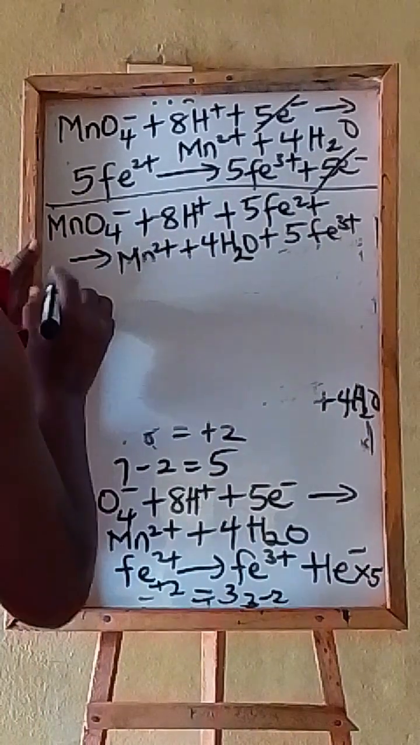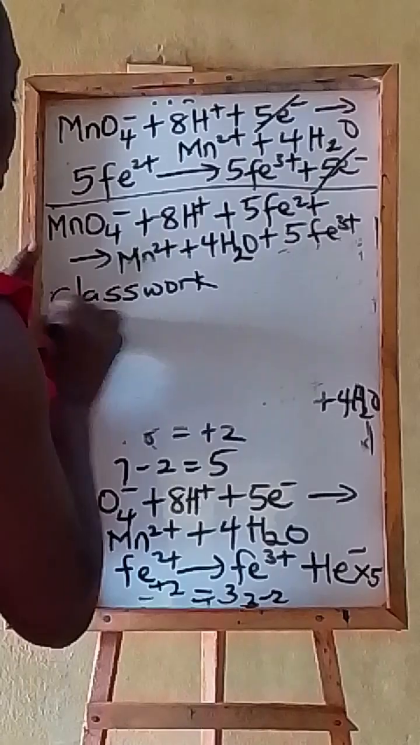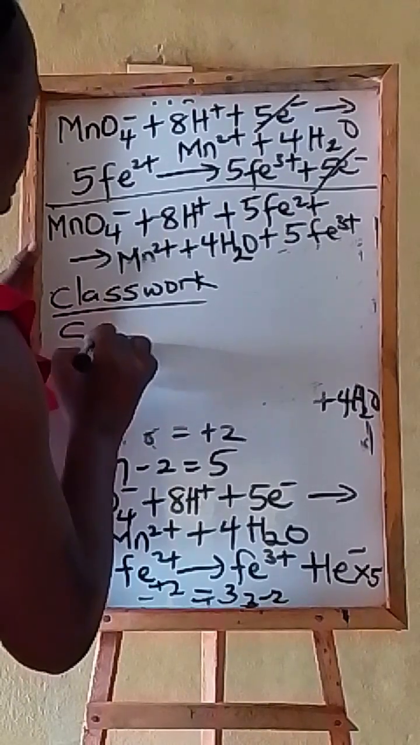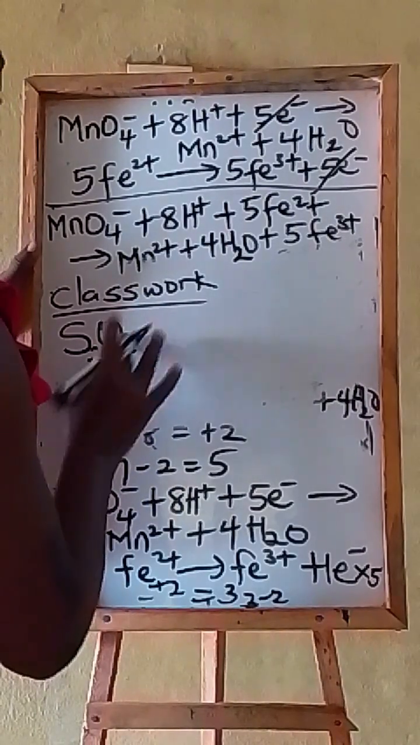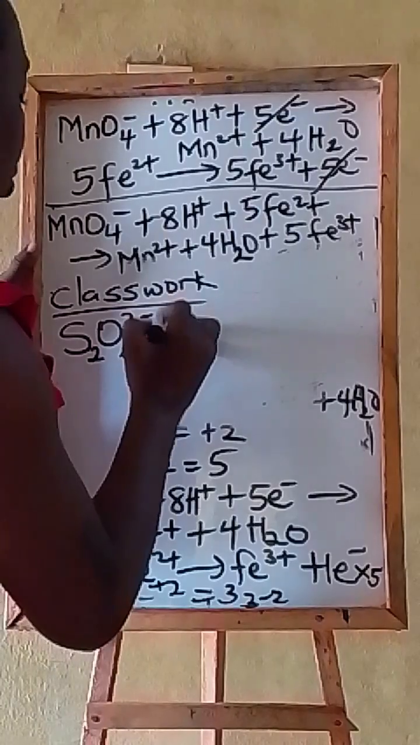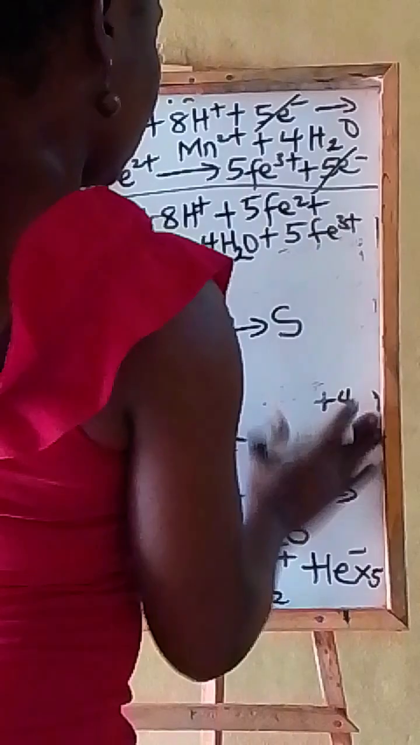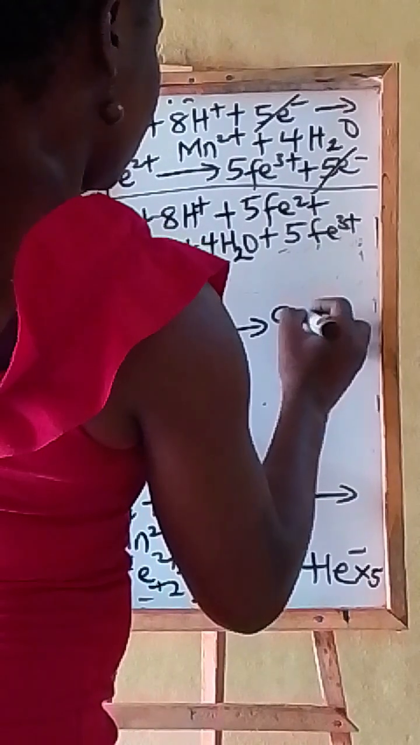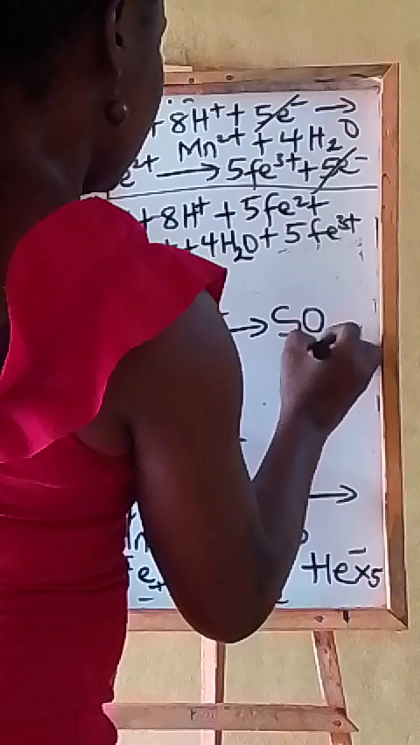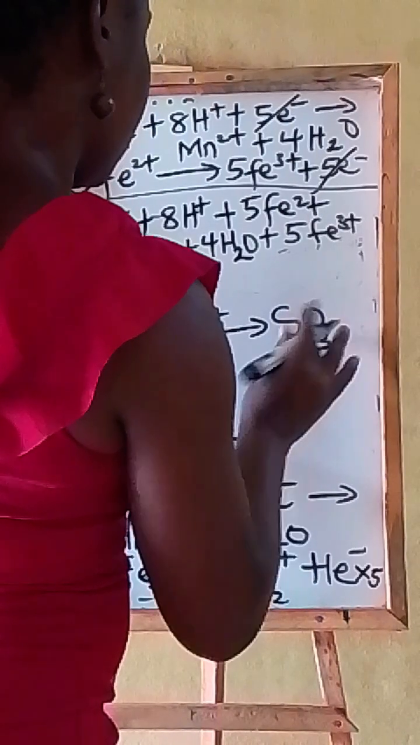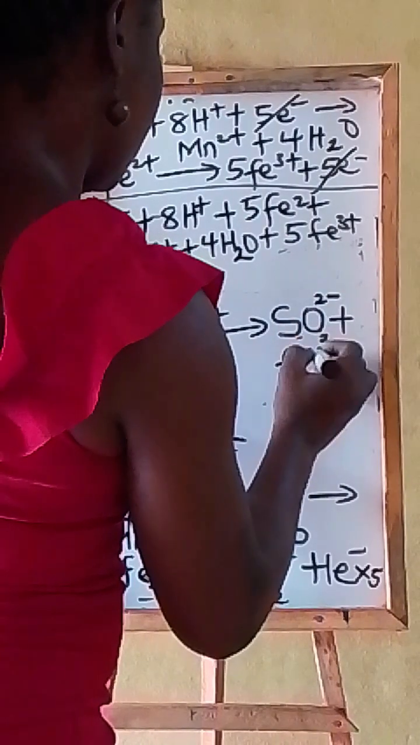What you do next is you have a class work to do. We have S2O4, or maybe S2O6 2-, plus Fe2+ to give us S2O3 2- plus Fe3+.